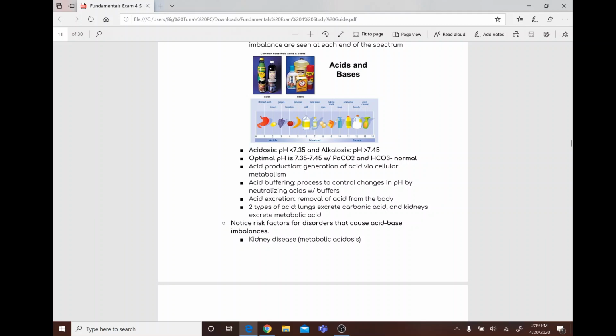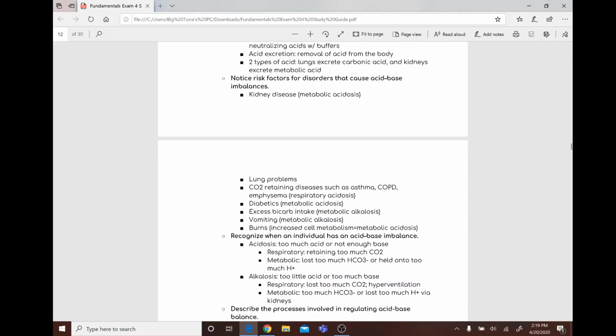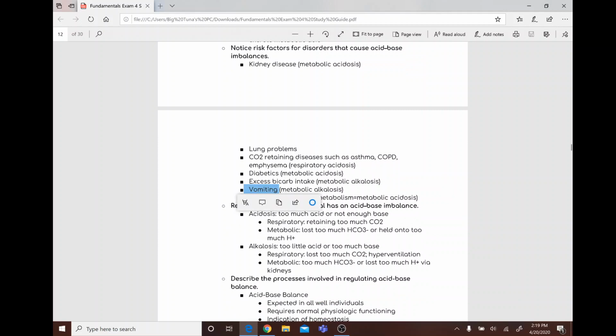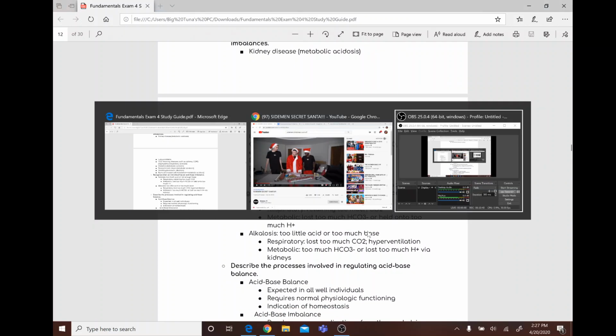What acid do the lungs excrete? Carbonic acid. What acid do the kidneys excrete? Metabolic acid. Alright, what are some risk factors for disorders that cause acid-base imbalance? Kidney disease would be metabolic acidosis. Then you've got lung problems, CO2 retaining diseases such as asthma, COPD, and emphysema: respiratory acidosis. Diabetes is metabolic acidosis. Excess bicarb intake is metabolic alkalosis. Vomiting is metabolic alkalosis. And burns are metabolic acidosis.